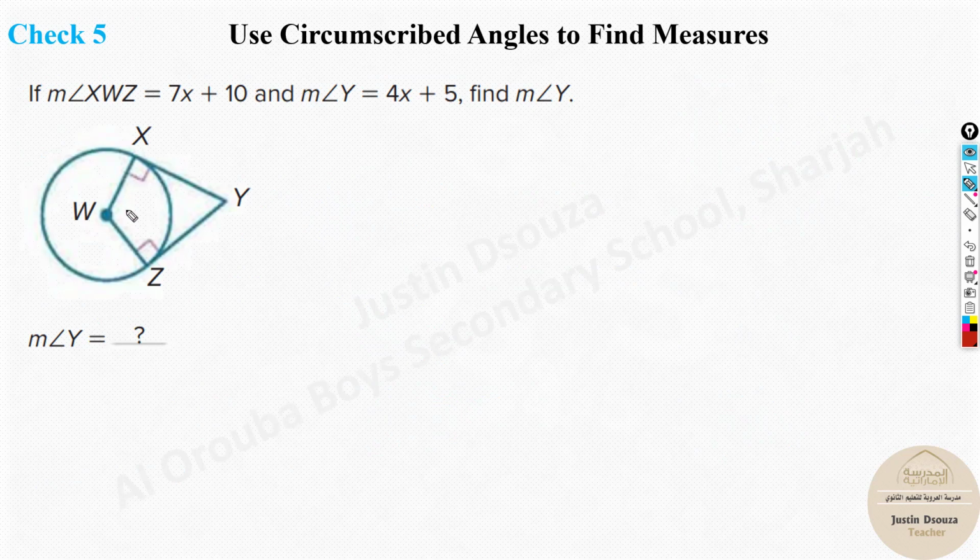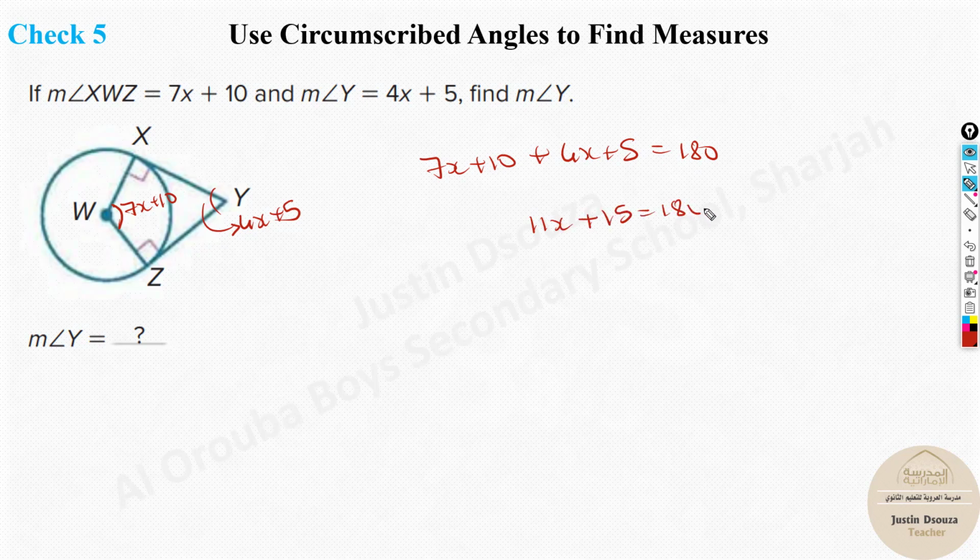Let's see what is given over here. XWZ. So this value is 7x plus 10. And over here, Y value is given as 4x plus 5. So this is over here, 4x plus 5. Now we know that when we add these both angles, they are supplementary. So it will be 7x plus 10 plus 4x plus 5. That will be equal to 180. So solve it up. 7 plus 4 is 11x plus 15. That is equal to 180.